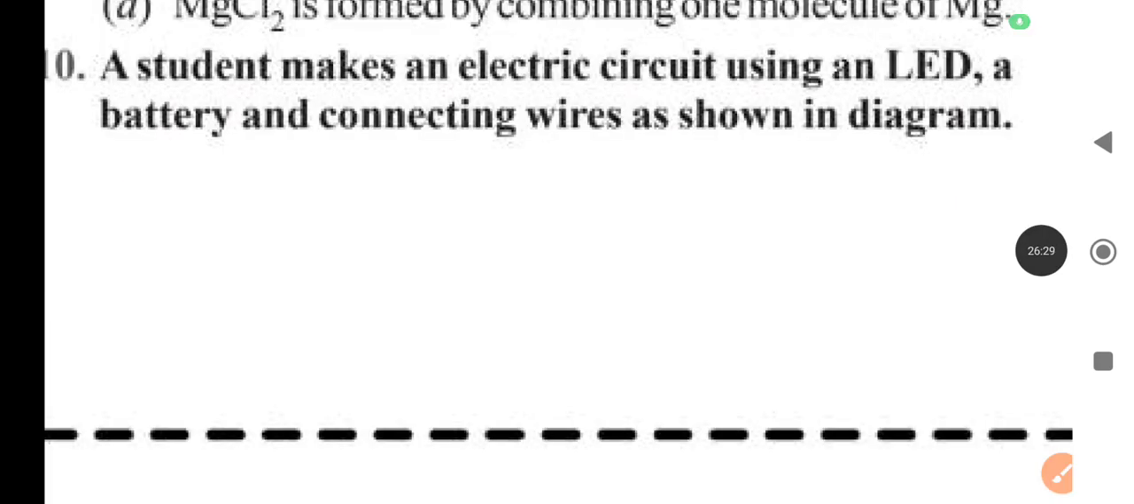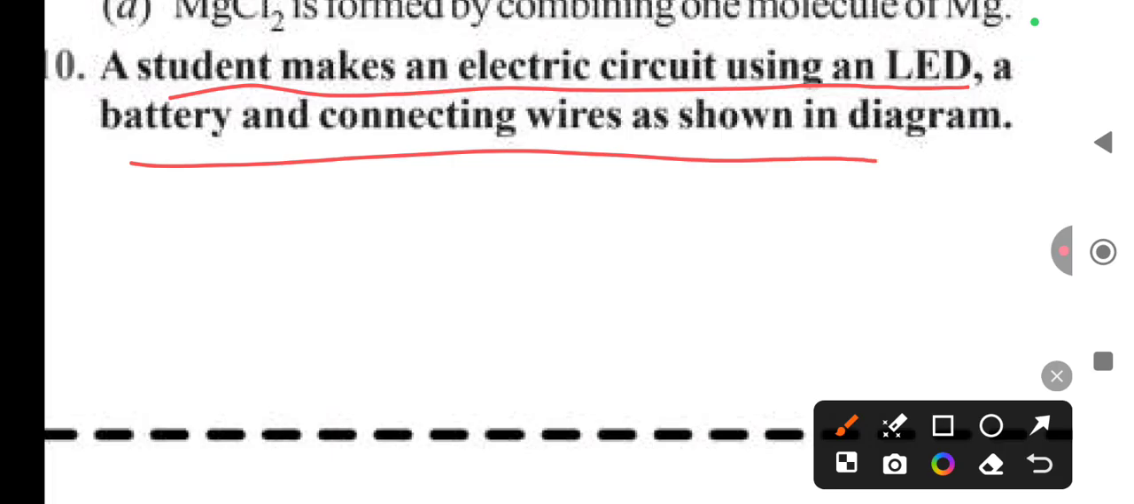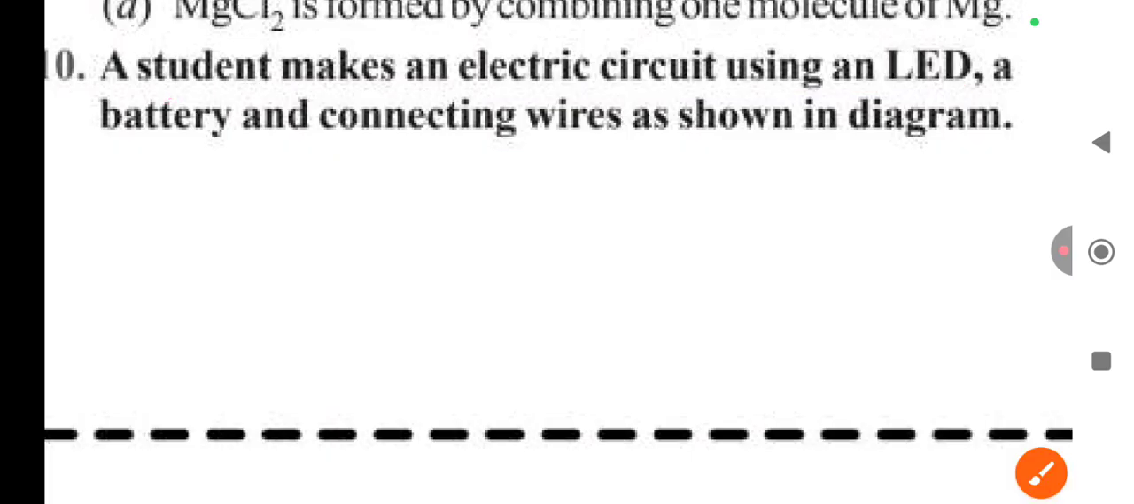So the next question is: a student makes an electric circuit using a lead, a battery and connecting wire as shown in the diagram. So I will show you the diagram. In that, this type of arrangement is given.